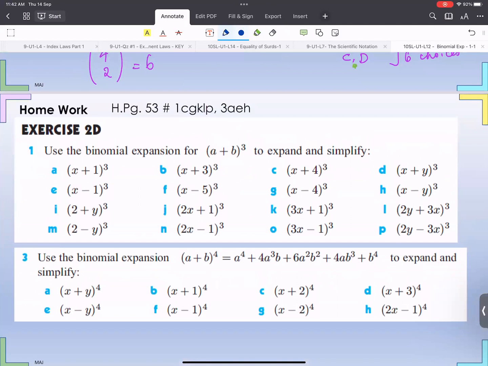Tomorrow we'll be doing binomial expansion, but we'll be doing a few harder questions, which involve fractions and probably radicals as well. So that's part 2 of the lesson.